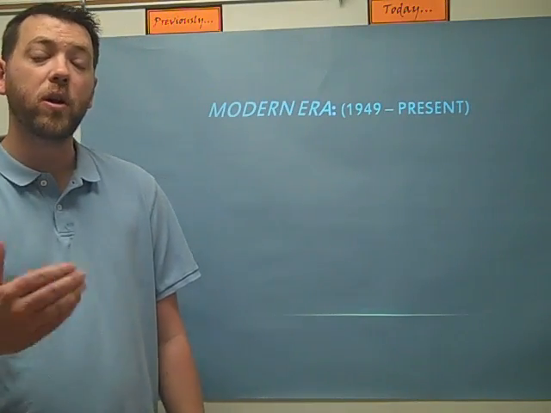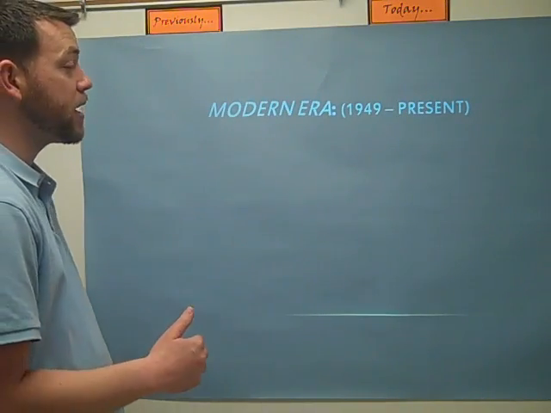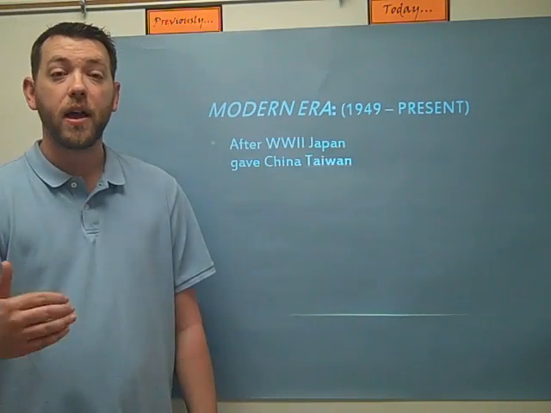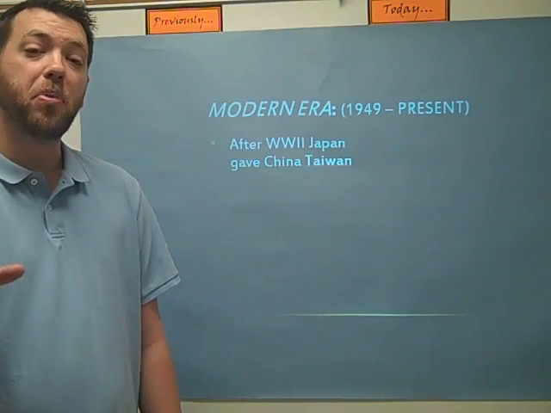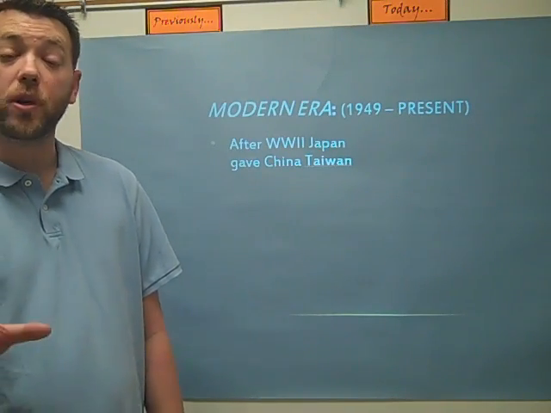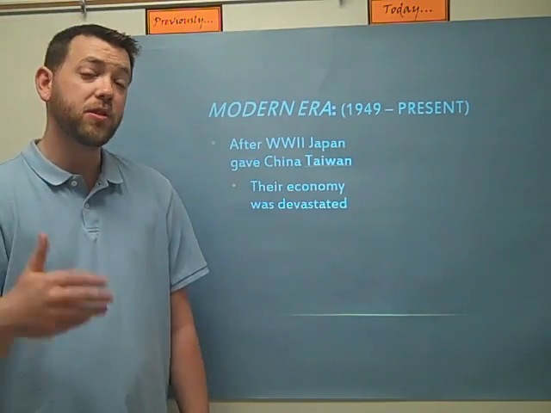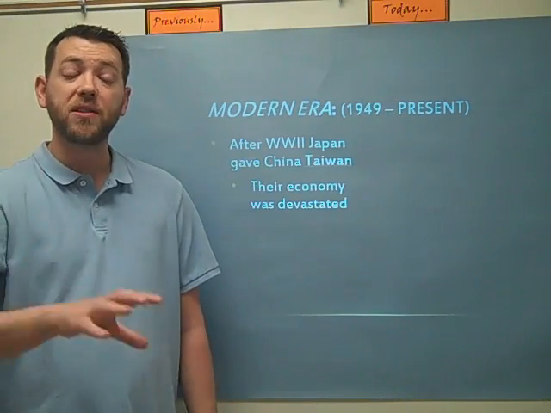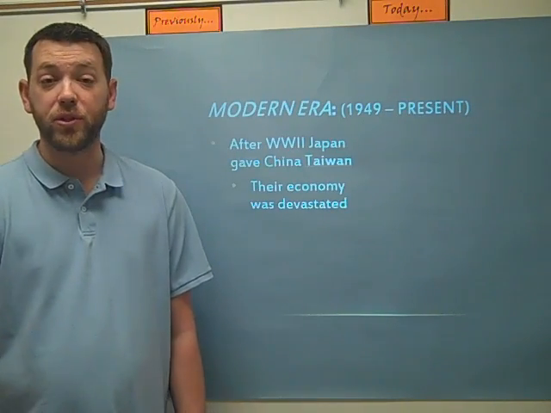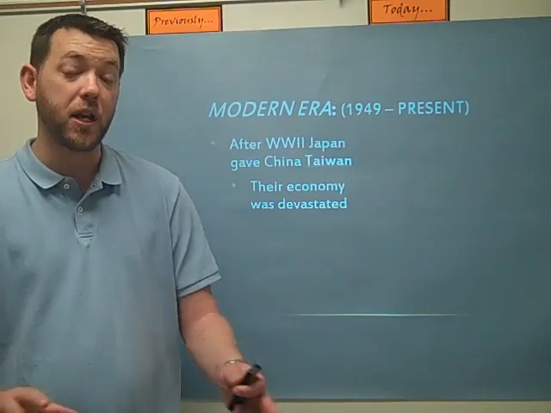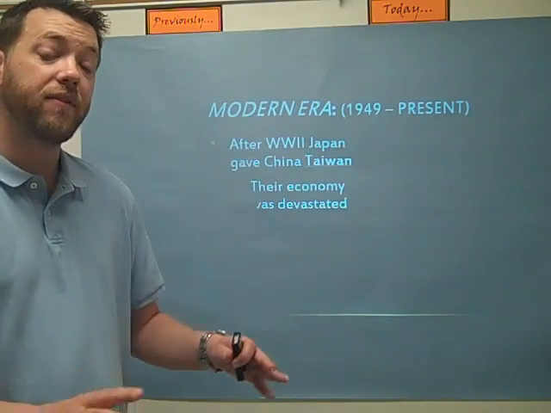Now, the modern era, we really track from 1949 till now. After World War II, Japan gave China a country called Taiwan. This was a problem because Japan's economy was devastated after World War II. So they couldn't afford Taiwan. They couldn't take care of it anymore. So they gave it to China.